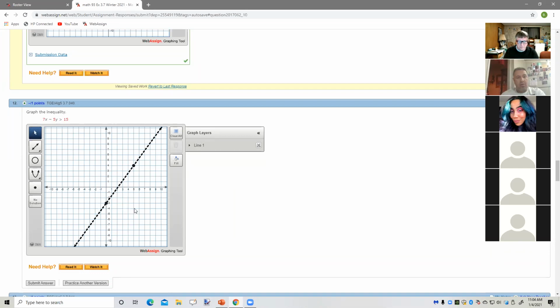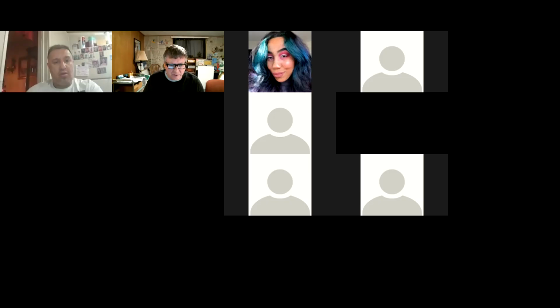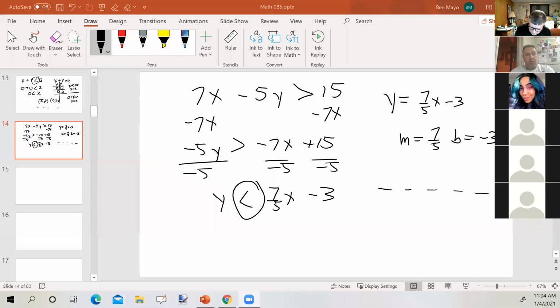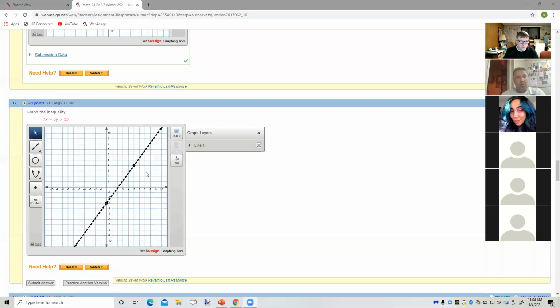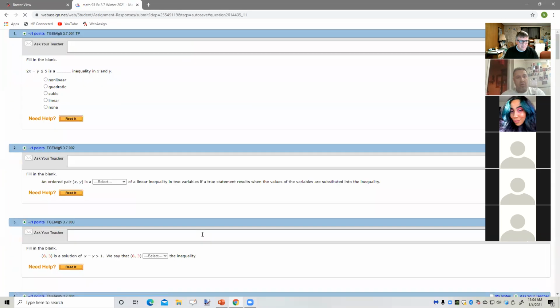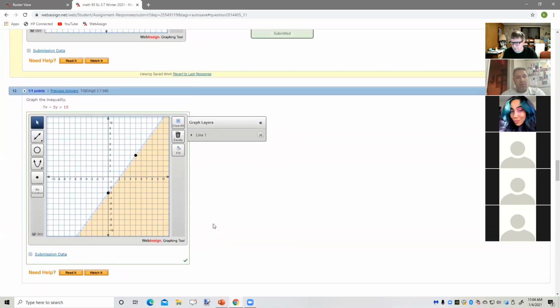Hopefully I won't make you dizzy going back and forth between these screens. When I put it in slope-intercept form, it said y is less than. So that means I want to graph below the dotted line. So I'm going to click fill. This thing comes up, I have to click OK, and I'm going to click below the line. And let's see if that's correct. And it is. All right. Any questions about that?